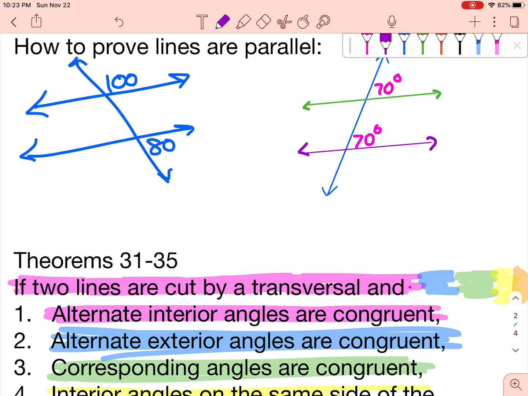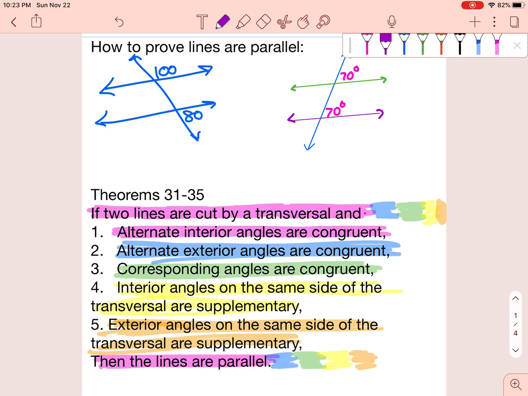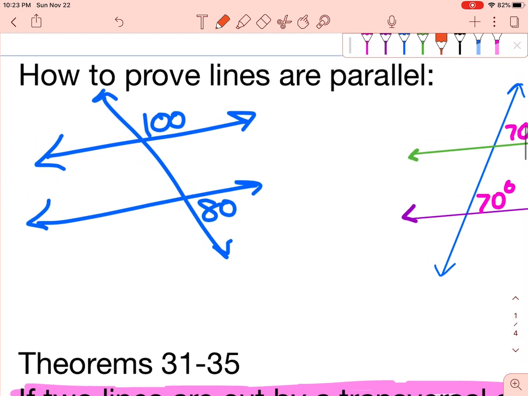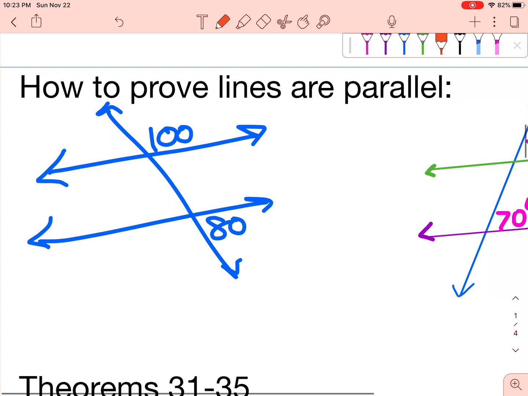Okay. Now, again, you can use your theorems. This would be the orange theorem. So if exterior angles on the same side of the transversal are supplementary, then the lines are parallel. So you can see here, you can use that theorem and you're done. So if somebody said, hey, are those lines parallel? How do you know? You could say, yeah, if 2 lines are cut by a transversal and same side exterior angles are supplementary, I know the lines are parallel. It's one of the theorems.